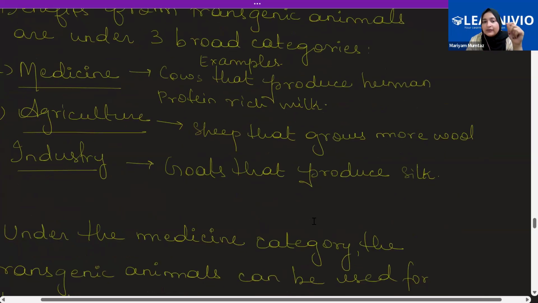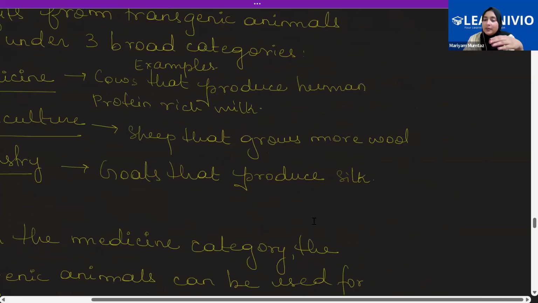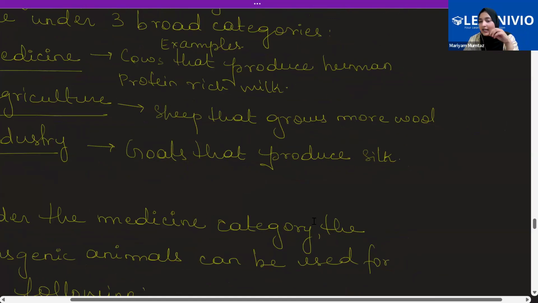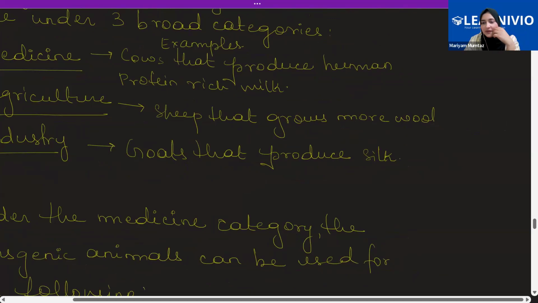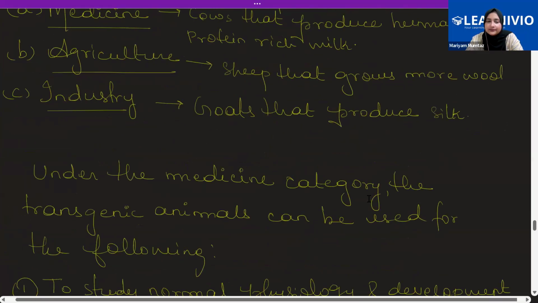Then there's agriculture: the sheep that grows more wool. So there will be more wool in the market, and better economic value of woolen clothes and everything. And then industry: goats that produce silk. Imagine. Silkworms are there, right? And do you know that to get a few yarns of silk, you have to kill so many silkworms. So when you can use recombinant DNA technology to create it in mass numbers, it is utilized for that.